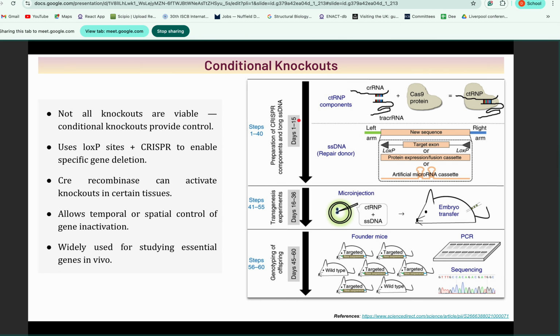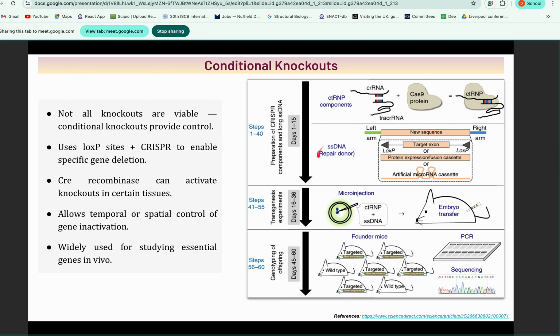Okay, so now they have made a complex. This crRNP means CRISPR RNA, tracrRNA. RNP means RNA protein complex, so ribonucleoprotein, which is made up of RNA along with protein. So this is my complex, which is combining CRISPR RNA, tracrRNA, and Cas9 protein.